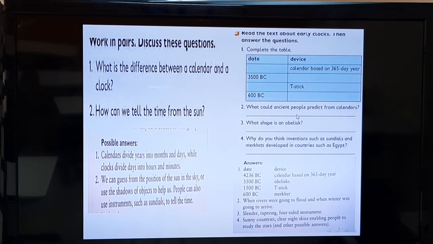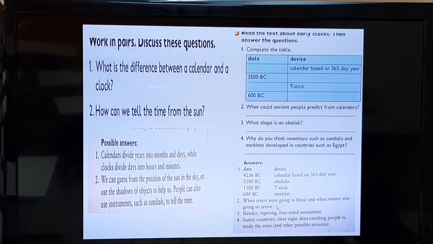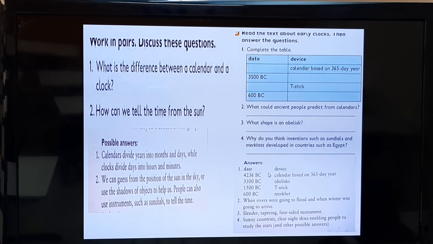What could ancient people predict from calendars? Number 1, when rivers were going to flood, and number 2, when winter was going to arrive. What shape is an obelisk? It's very important. Slender, tapering, four sides, okay? So be careful with these exercises, or these questions and their answers.